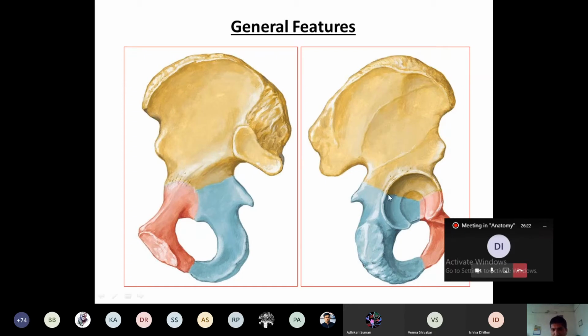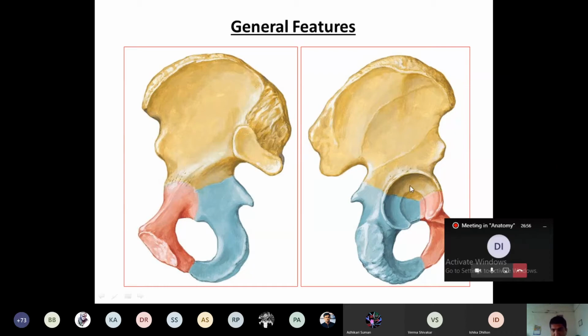Now come to the acetabulum. See this cup-shaped structure, which is known as the acetabulum. In Latin, acetabulum means a vinegar cup. It is cup-shaped, so it is known as the acetabulum. The acetabulum is contributed by all three bones. The upper two-thirds is contributed by the ilium, the posterior part by the ischium, and the anterior one-third by the pubis.